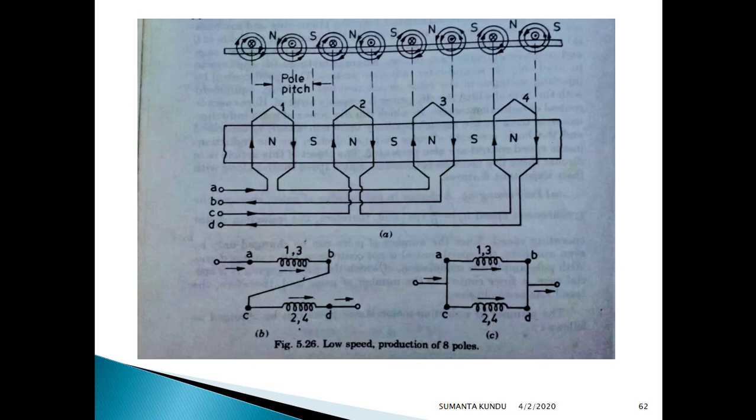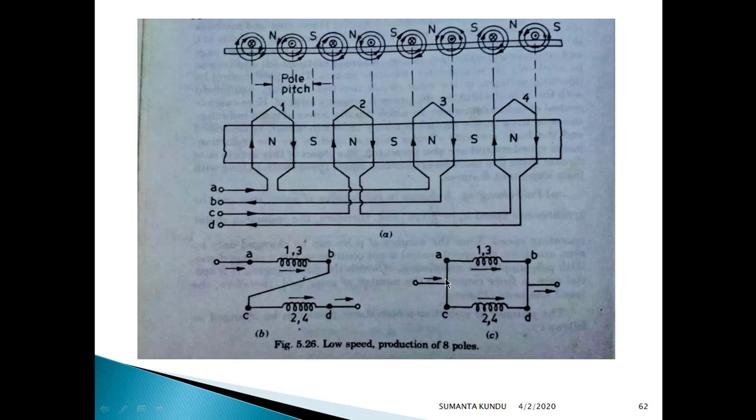1, 3, 2, 4 all become in series, and 8 poles are produced, right? The same number of poles are produced again if the terminal A is connected to C.